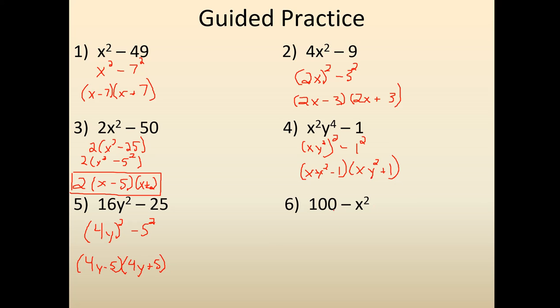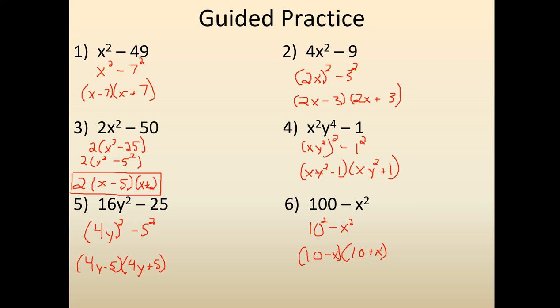Going to here, 100 is a perfect square of 10. So this can be written as 10 squared minus x squared. So 10 minus x times 10 plus x. All right.